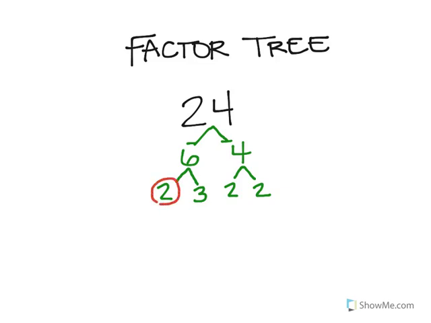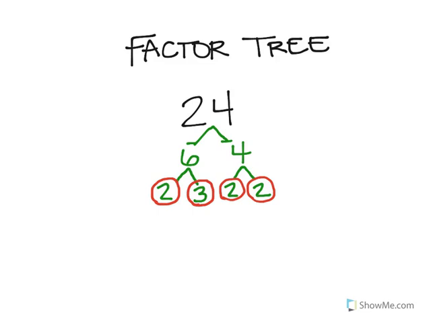Now, the only way that I can get an answer of 2 is to multiply 1 times 2. That makes 2 a prime number. Now, we already discussed the number 3 and how that's a prime number. And here we see the number 2 repeated again and again. The reason I circled these is because I'm telling myself that these are prime numbers, and at this point I can stop with that number.